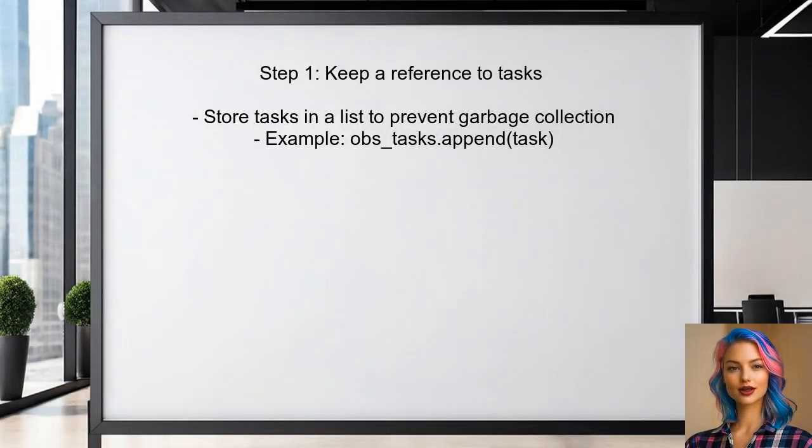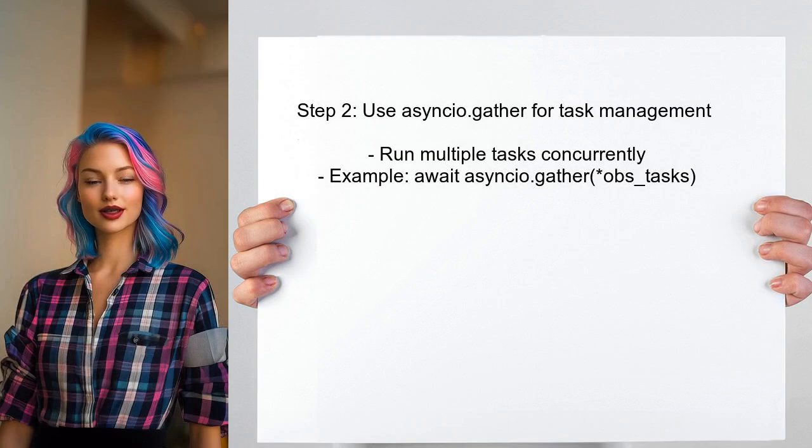To address the issue of unreferenced tasks being destroyed by the garbage collector, the user should first ensure that they are keeping a reference to the tasks they create. This can be done by storing them in a list, as the user has already done with the obs tasks list. Next, the user should consider using asyncio's built-in functionality to manage these tasks more effectively. Instead of just appending tasks to a list, they can use asyncio's gather function to run multiple tasks concurrently while still keeping track of them.